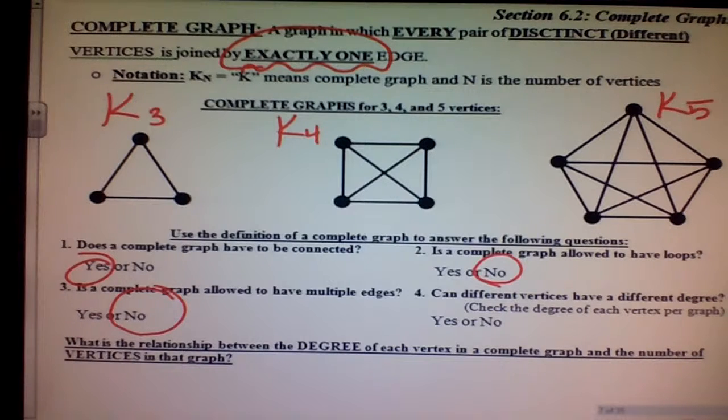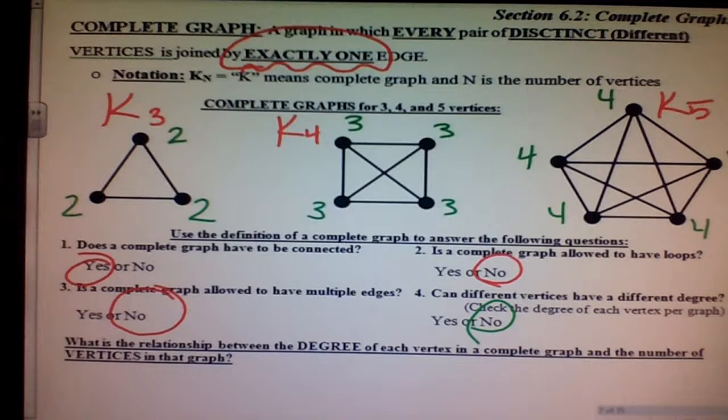Can the different vertices have different degrees? Before we can answer this, we need to take a look. In K sub 3, what's the degree of this vertex? What's the degree of this vertex? They're all 2. Take a look at K sub 4. They're all 3. Over here, they're all 4. So no, they cannot have different degrees. They all must be the same.